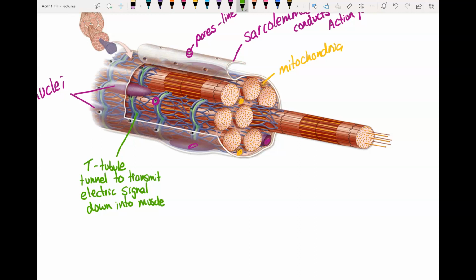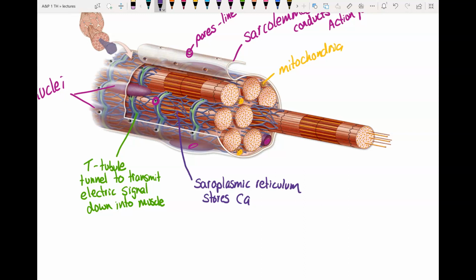Then next to the T-tubule, there's all this purple stuff. This purple webby stuff is sarcoplasmic reticulum. This stores calcium. So if you think back to chapter 7 when we learned about bones, we talked a lot about maintaining blood calcium in that chapter. And one of the reasons you have to maintain blood calcium is your muscles need it in order to contract. So your muscles take calcium from your blood and they store it in this sarcoplasmic reticulum.